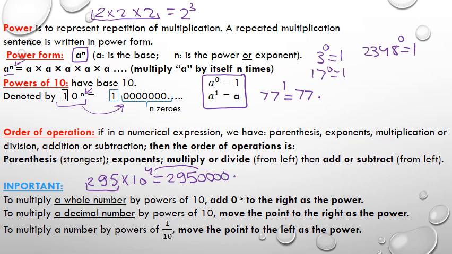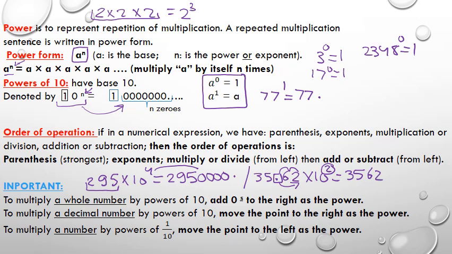The second rule, to multiply a decimal number by powers of 10, we move the point to the right as the power. For example, 35.62 times 10 to the power 2. Here we have a decimal number, we have a point, so we should move the point to the right as the exponent. So we should move it to the right 2 digits. We move it 1, 2, the point will fly, and the answer is 3562.